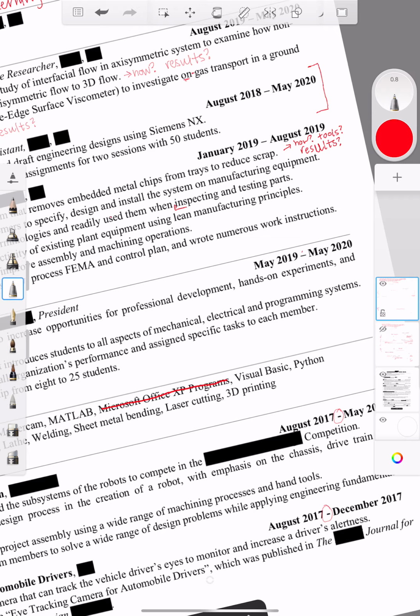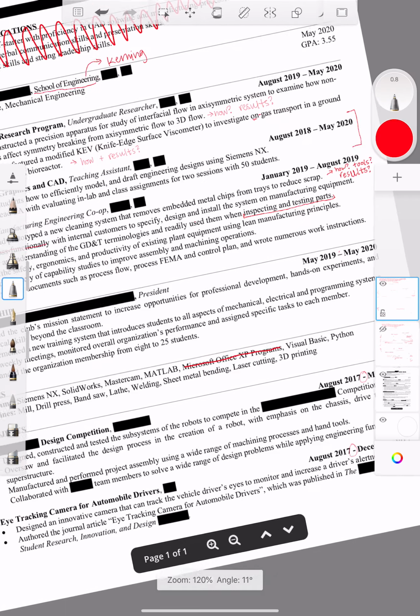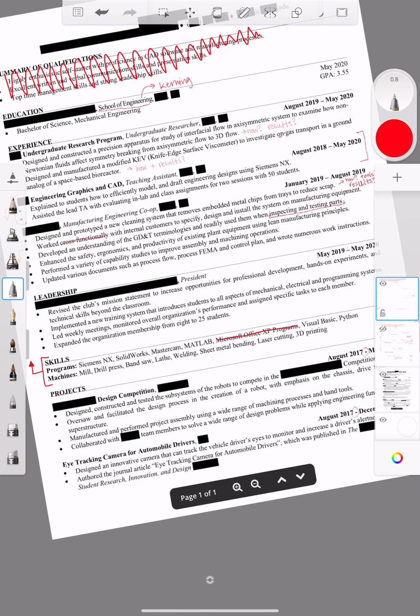You've got to give me examples. And it would be a lot stronger if they led with, oh, I inspected and tested the parts using GD&T. That makes the bullet point a lot stronger, because then you're focusing on inspecting and testing, which are tangible things that you can do, rather than developing an understanding, which is kind of wishy-washy, more squishy-washy.